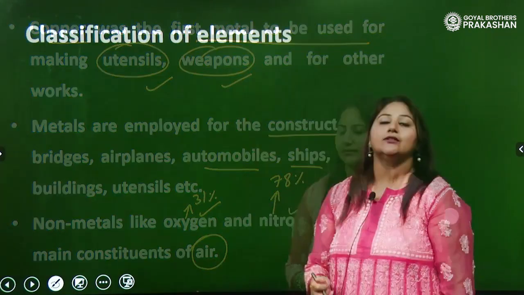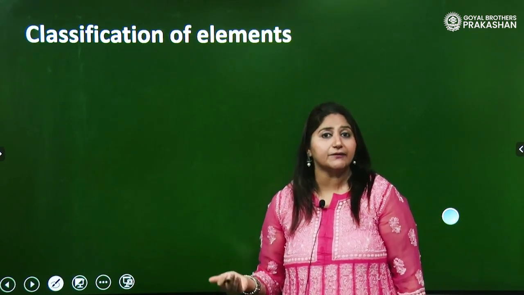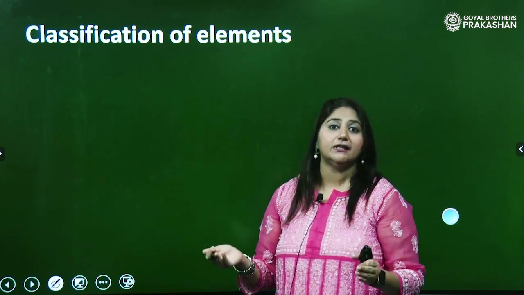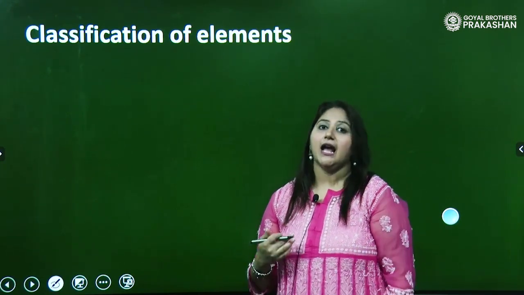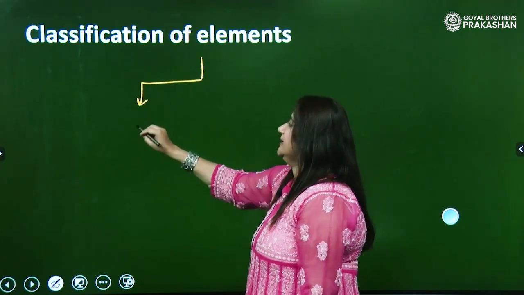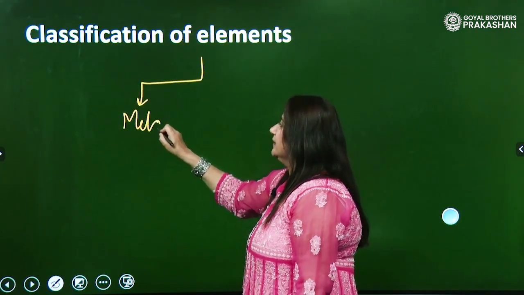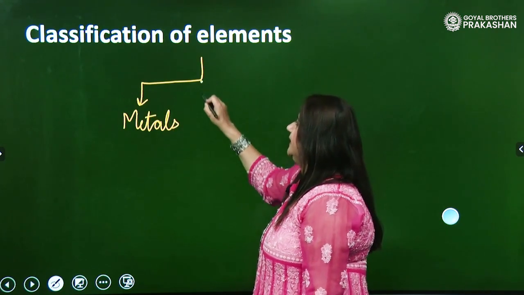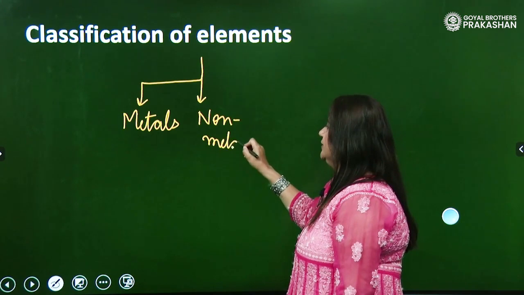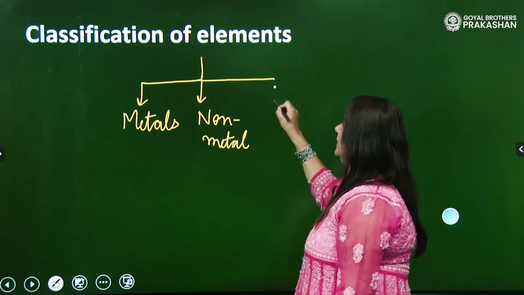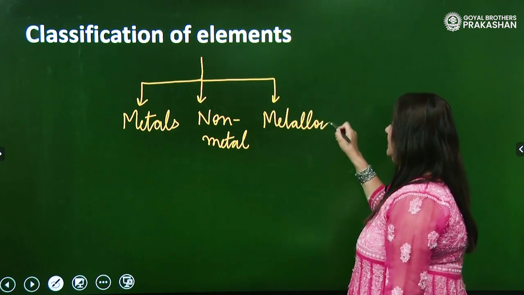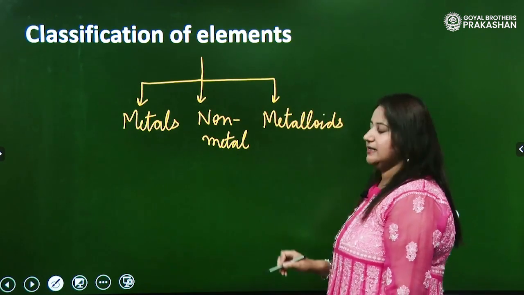Now children, when we talk about the classification of elements, elements are classified on the basis of their physical properties, and on the basis of physical properties, we can list elements as metals. They are classified as non-metals. And what is another classification, children? And we have metalloids. Yes. So, we will be studying these metals, non-metals, metalloids in detail.